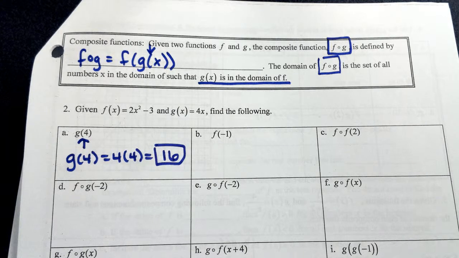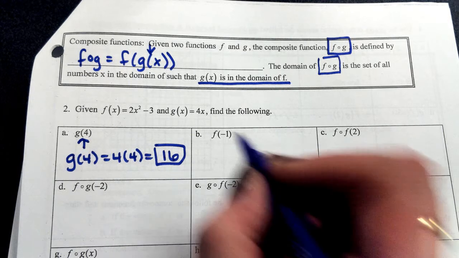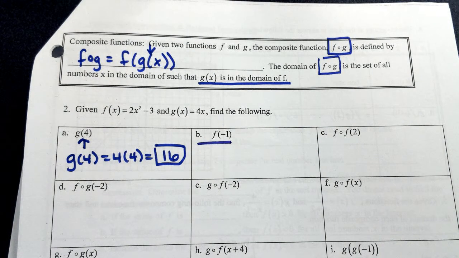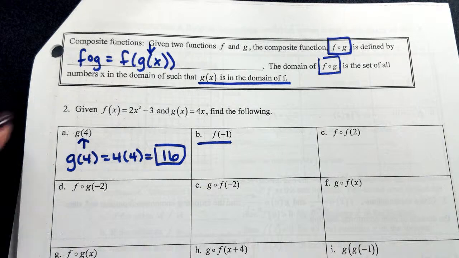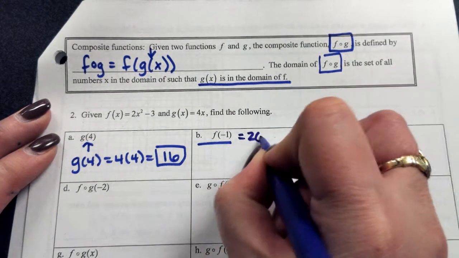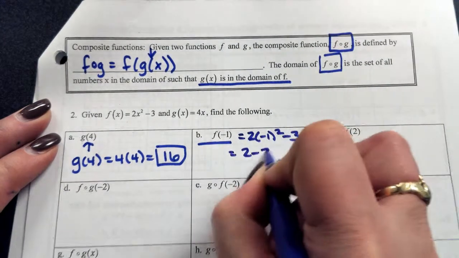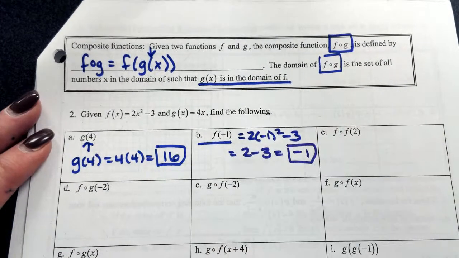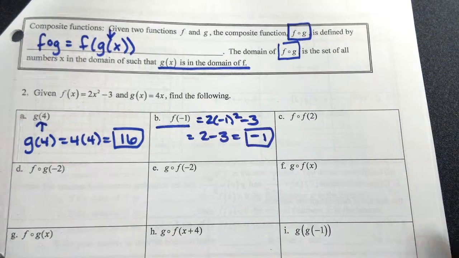Remember, inside the parentheses is your x value. That's your input. You're plugging it into a function. You guys go ahead and try b for me. Do we all get -1 for f of -1? Okay. So again, evaluating functions.